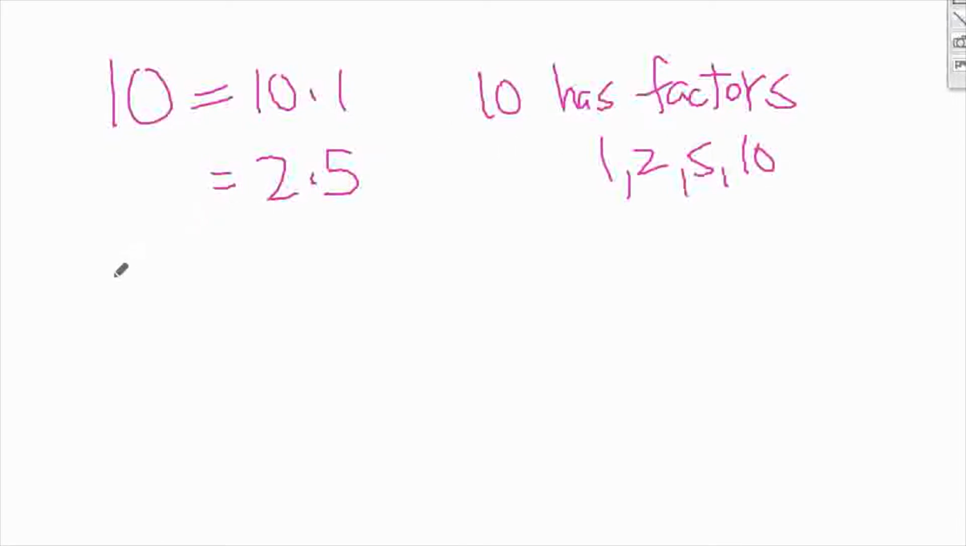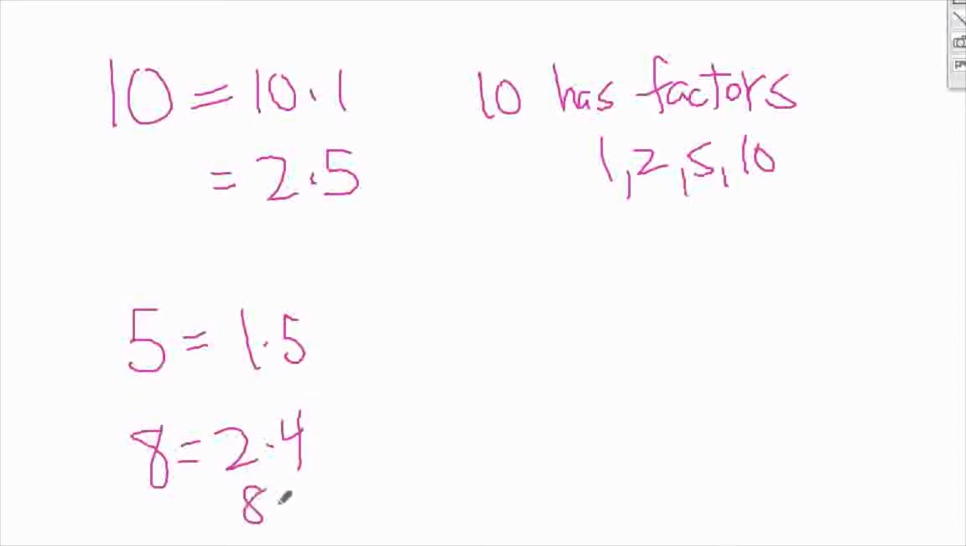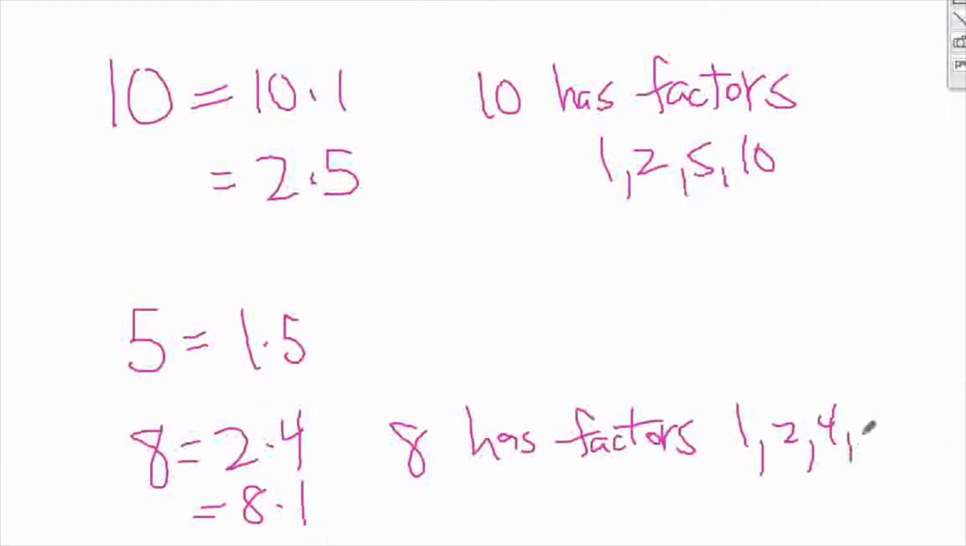Let's do another one. 5 only has two factors, 1 times 5, so 1 and 5. All right, what about 8? That's equal to 2 times 4, 8 times 1. So 8 has factors 1, 2, 4, and 8. Now, you can do something similar when you have variable blobs.